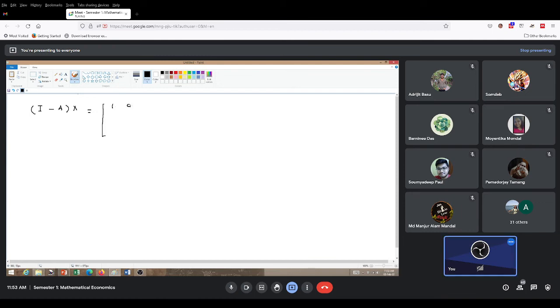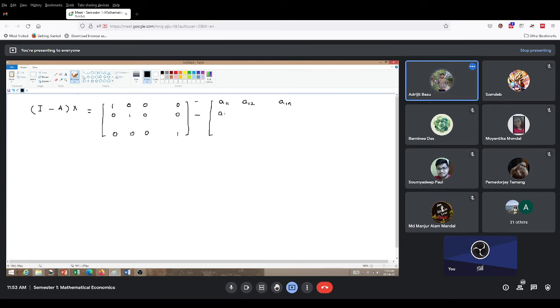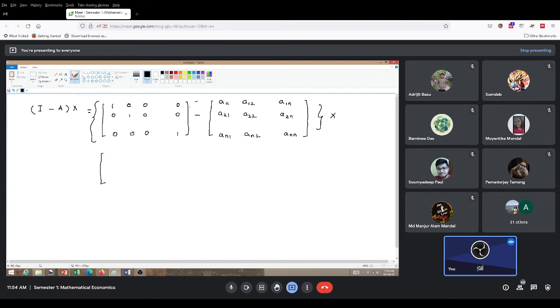What is the I matrix? 1 0 0. Only the diagonal elements are 1. Okay. Right? And what is B? I'm not writing the X immediately, okay? Let me write it down. Now find it out. What is it? 1 minus?